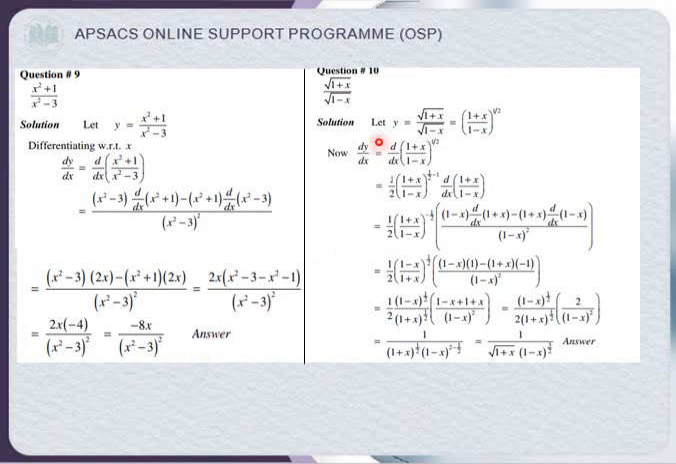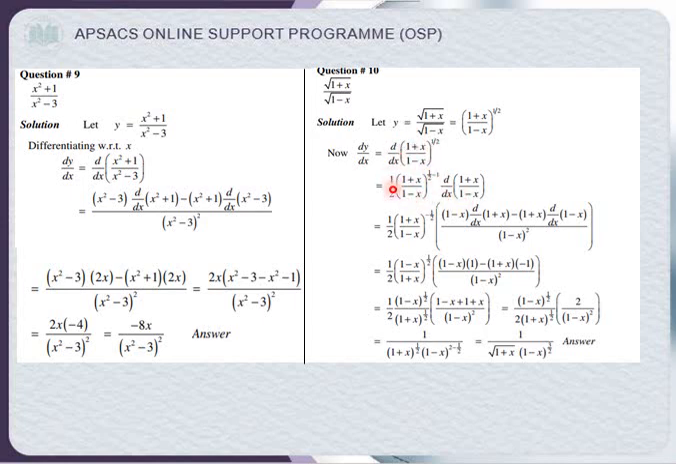Now I'm moving towards question number 10. Again, first of all I can write it in the form of a power, because we want to apply the power rule. What is the power rule? There are three steps. First you write the power at the bottom, then decrease the power, and then take the derivative of what is under the power. This is what is under the power, 1 plus x upon 1 minus x.